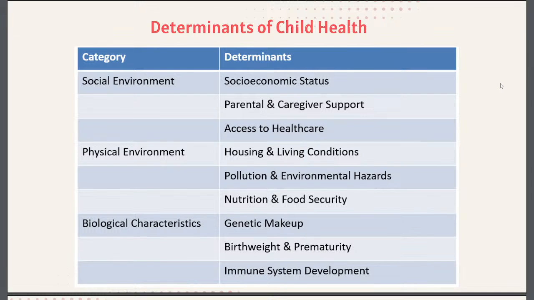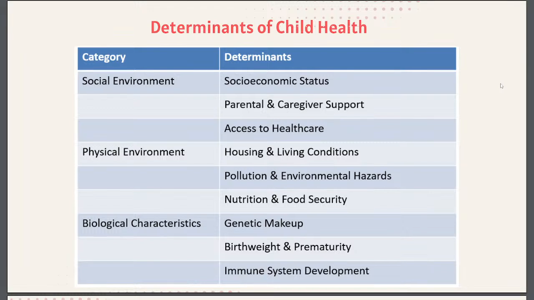Physical environment: housing and living conditions, pollution, environmental hazards, nutrition and food security. Social environment: socioeconomic status, parental and caregiver support and access to healthcare. Now, there is nothing which can be given more prominence for any particular child or held back for any particular child. All of these factors are equally important to help a child survive and grow.